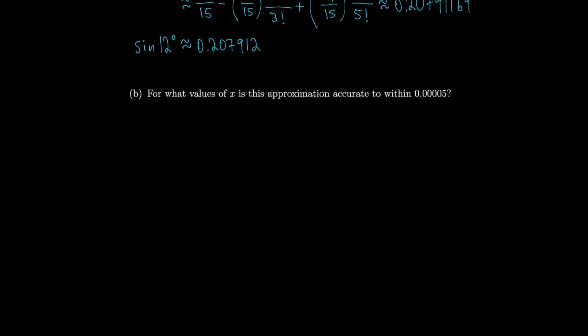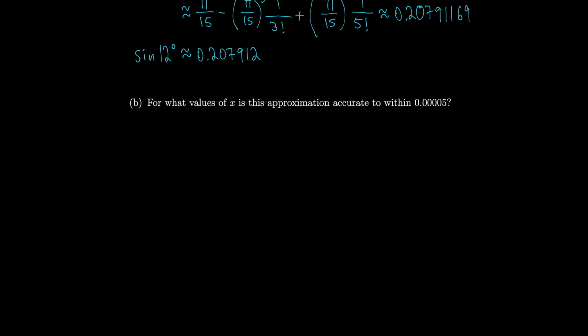Okay, how about values of x for this approximation to be accurate within 0.00005? Well, for our remainder estimate, we know that's less than or equal to absolute value of x to the 7th over 5040, which is less than 0.00005. When I say it's less than, I mean we're going to set it less than, and we're going to find values of x that make this work.